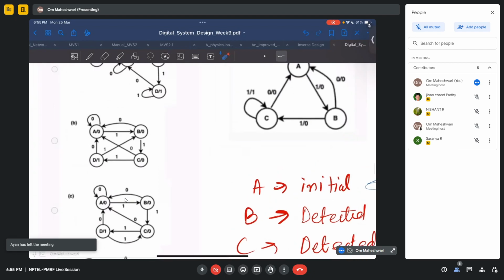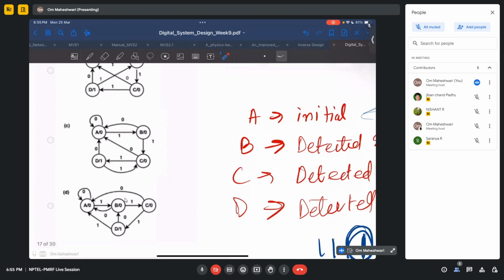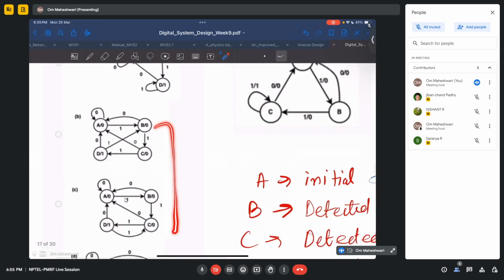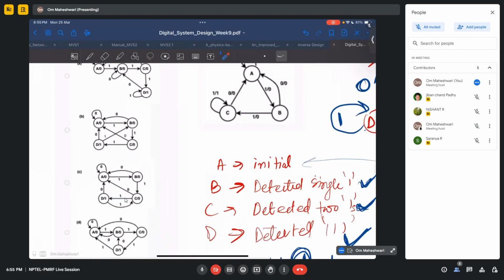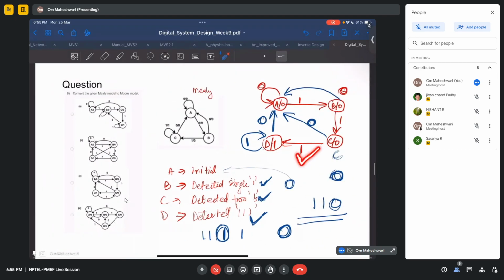So this is incorrect, and similarly this one is also incorrect. When you got 0, it's going to be A. So these two are our options. And in this one, when you get a 1, it is going here. In this one, when you get a 1, it is going here. Okay, so I feel this is the answer.